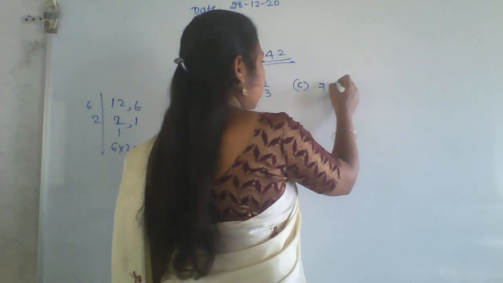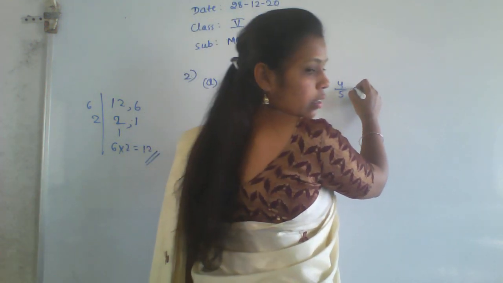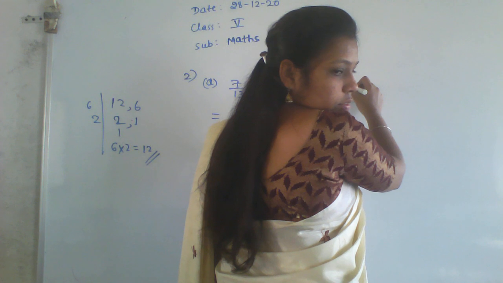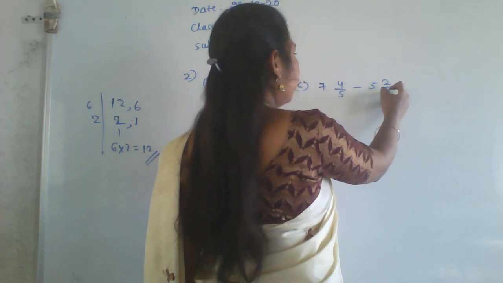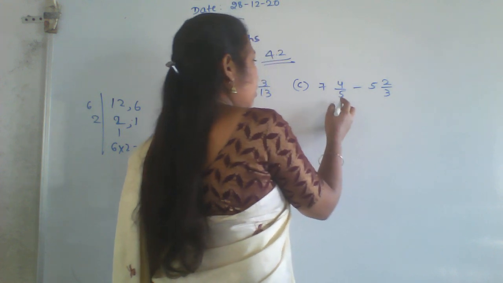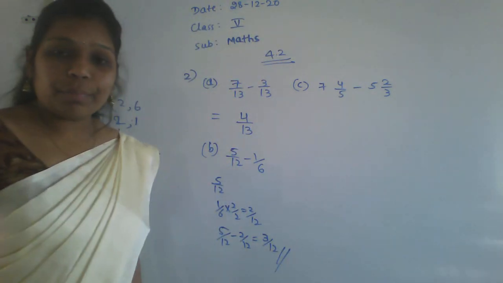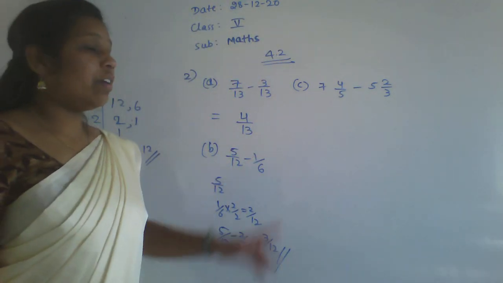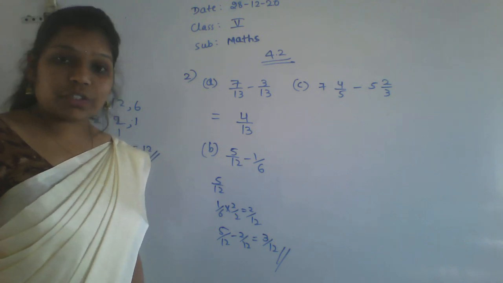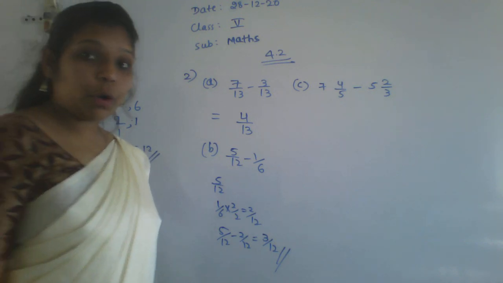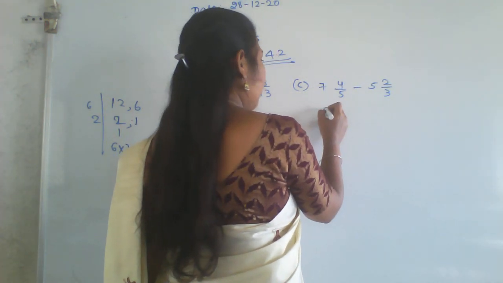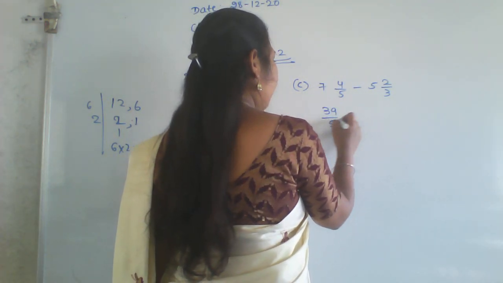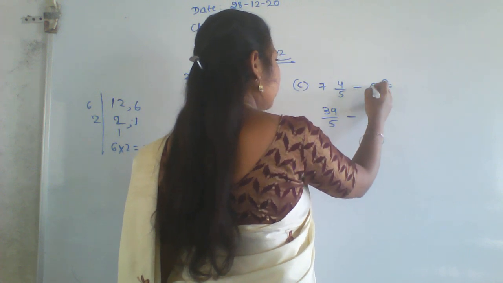7 integer 4 by 5 minus 5 integer 2 by 3. First make it an improper fraction. This is given as a mixed fraction, so convert it into an improper fraction first. 5 sevens are 35, 35 plus 4 is 39 by 5, minus.